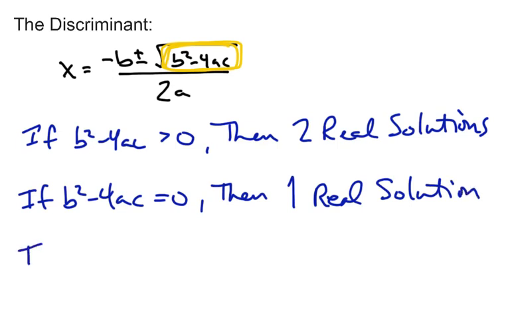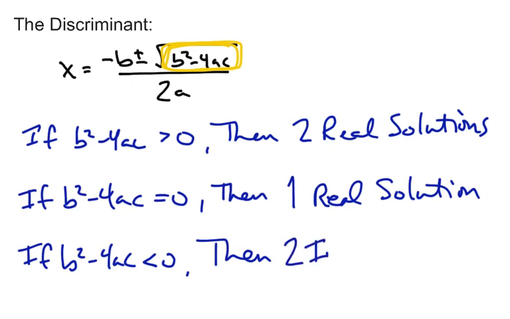And finally, if that discriminant, b squared minus 4ac, is negative, then we have a problem, because we're trying to take the square root of a negative number. We'll still have two solutions, but they won't be real anymore. Now they're going to be imaginary. So if we're trying to take a square root of a negative number, just like before, we're going to have a number that has i in it, so it won't be real.